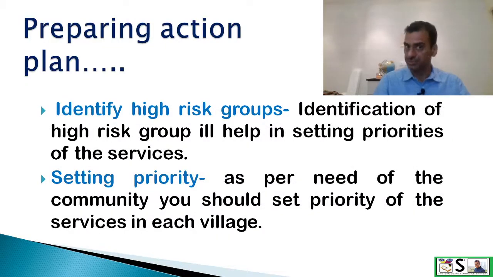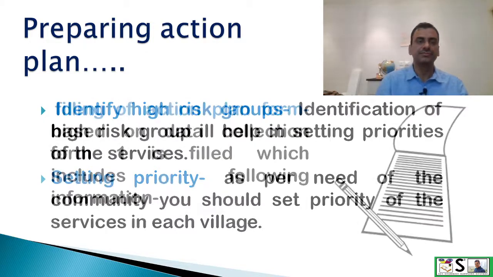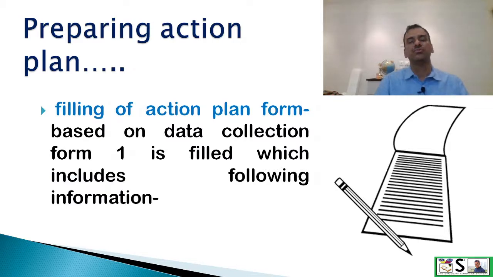Identify high-risk groups. Identification of high-risk groups is helpful in setting the priorities of the services for a particular group. Then we go for setting the priority. As per the need of the community, we should set the priority of the services for each village. Then we fill the action plan form.